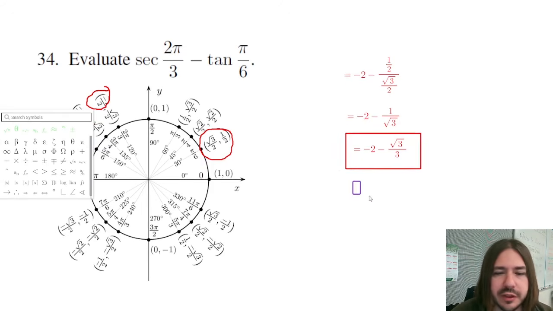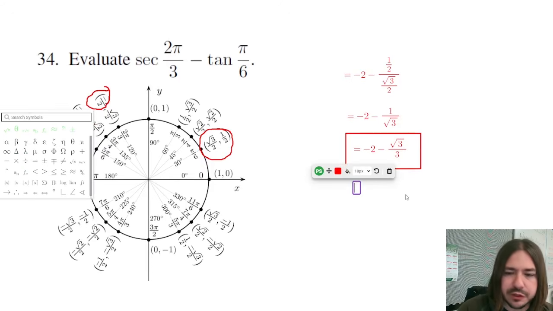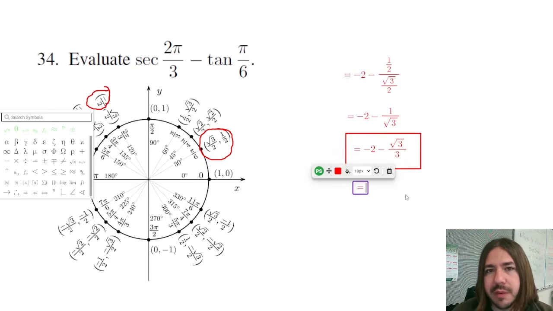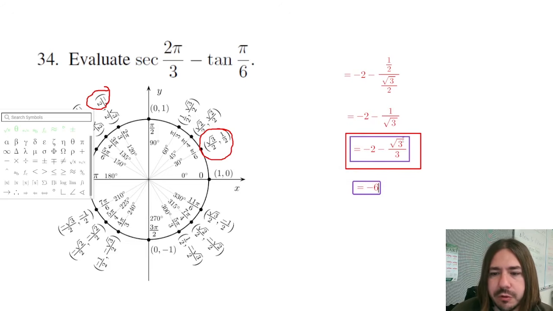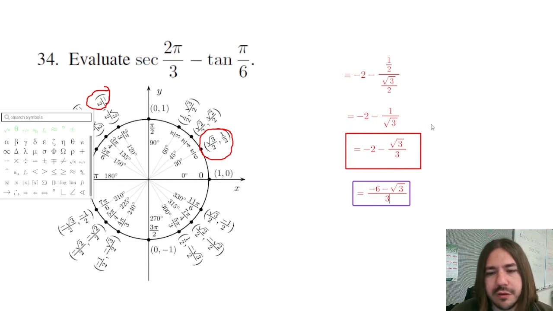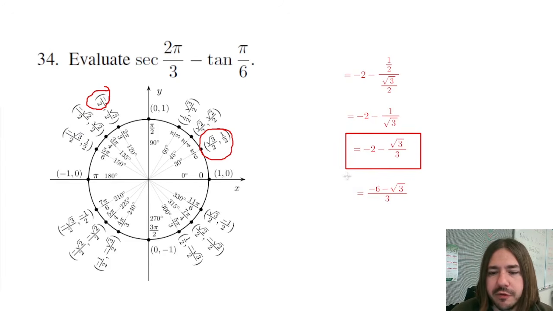The only thing I can really think of is to rewrite negative 2 in terms of thirds and combine those two fractions. So 2 would be 6 over 3. So this would be negative 6 minus root 3 all over 3. Either of these answers is probably okay, but if it is multiple choice, you want to be prepared to be able to combine those two fractions.